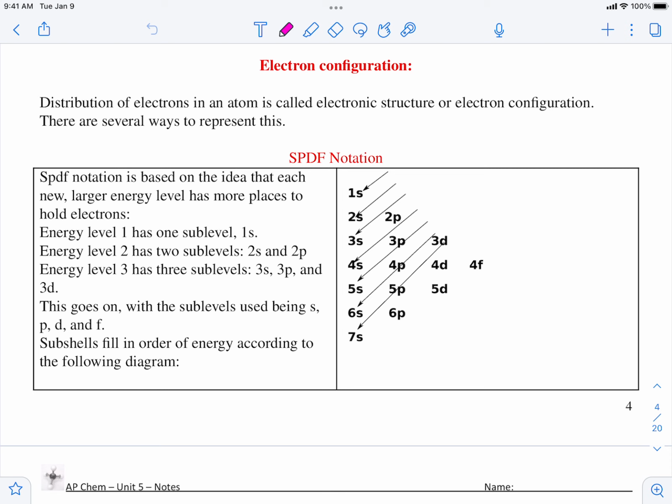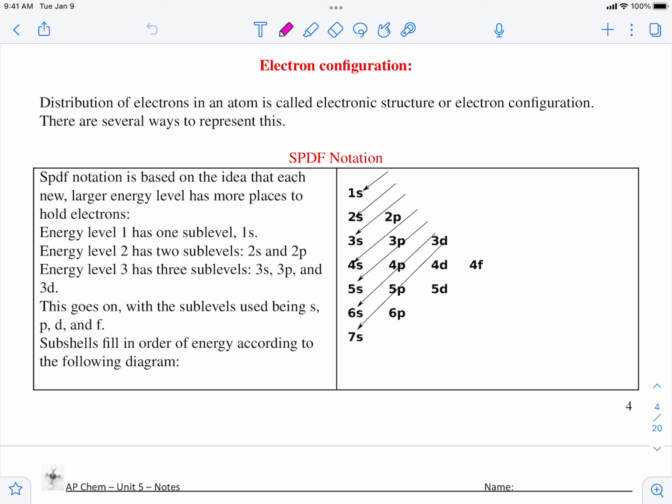Okay, electron configurations. This is all about where electrons are located in the atom. It's kind of a bookkeeping structure, right? A way to keep track. And there's actually a reason for it. It's going to allow us to refer back to certain electrons easily if you understand where they're located within the atom, right? So the purpose is to give organization to the electrons in any given element.